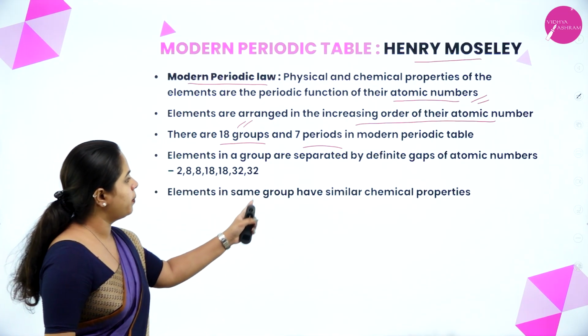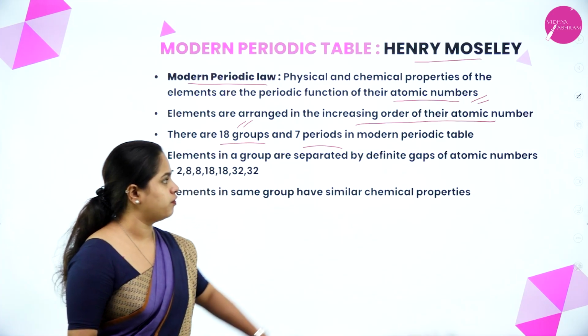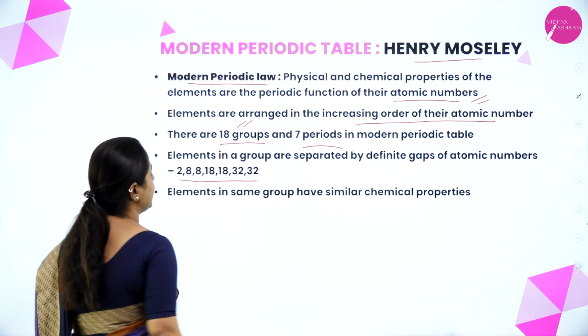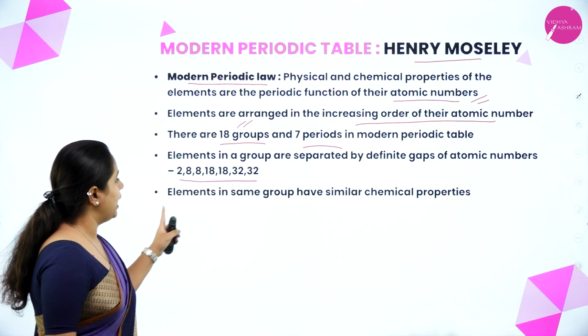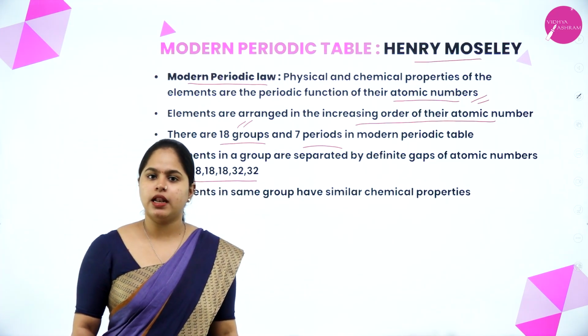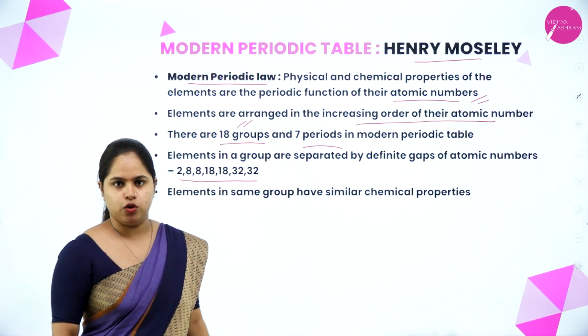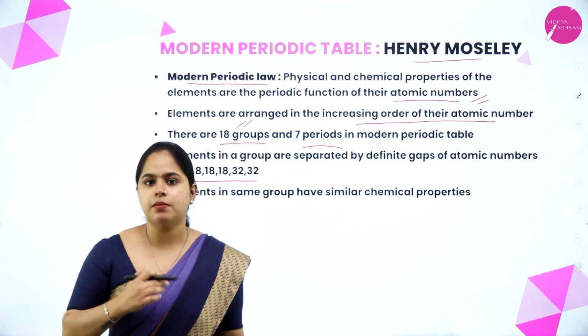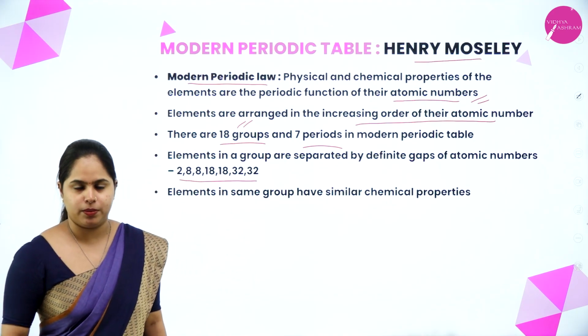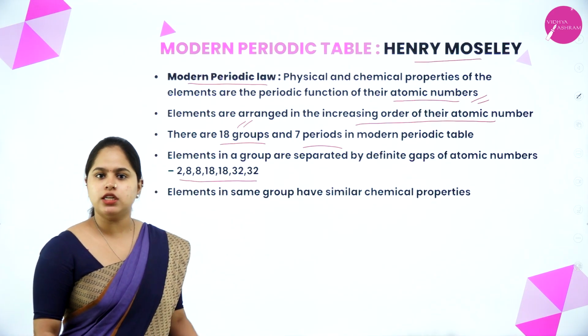And elements in a group are separated by definite gaps of atomic numbers: 2, 8, 18, 18, 32, 32. I will explain what this is. And elements in the same group have similar chemical properties. We already know that. In the same group, elements will have similar chemical and physical properties. So this is about the modern periodic table.